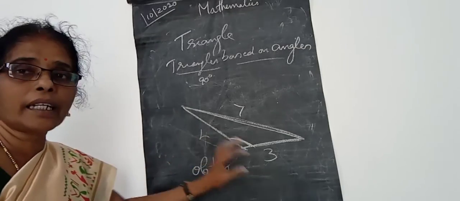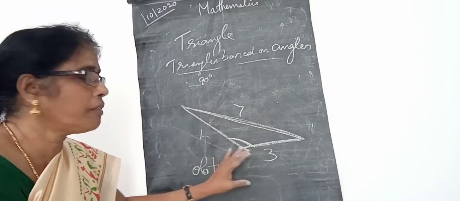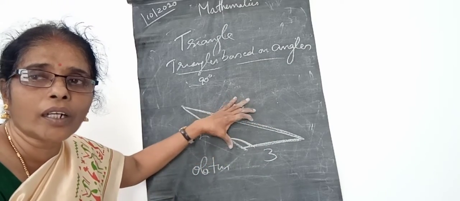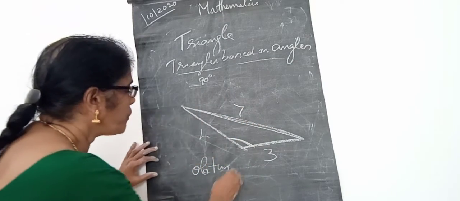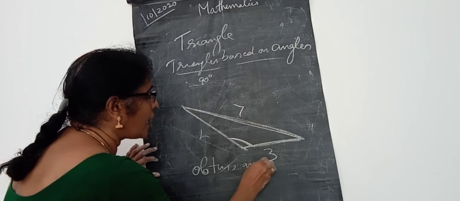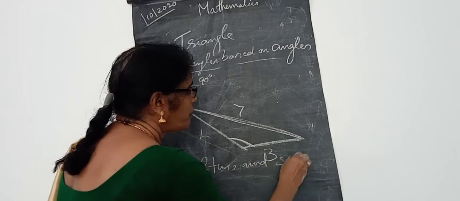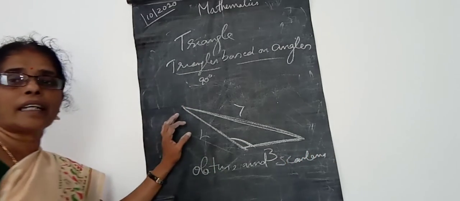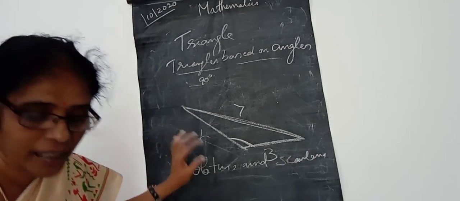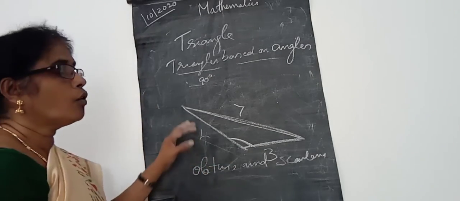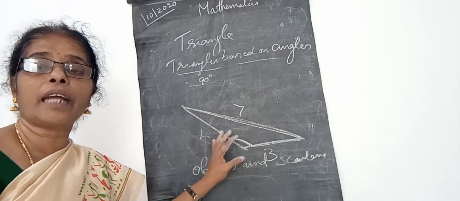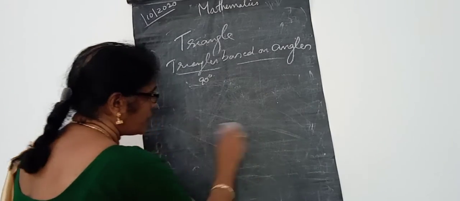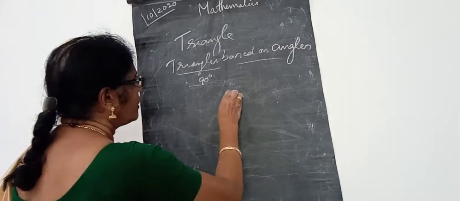And what about the sides, children? The sides are all different, isn't it? So that is a scalene triangle. So we call this triangle an obtuse angled and scalene triangle. Okay? Did you understand? So you have to check it on the basis of the angles and on the basis of the sides also.